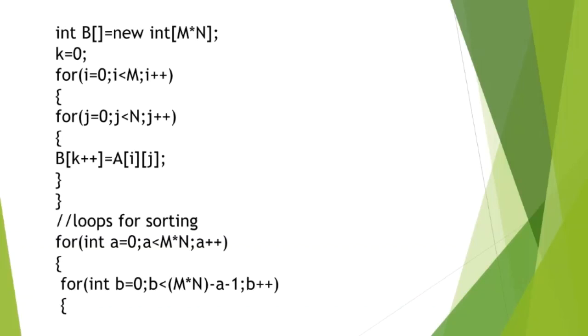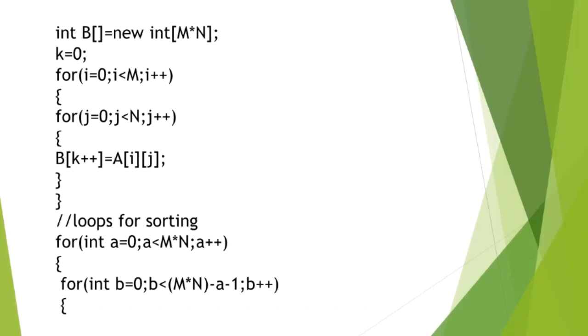And after that, we are using the for loop. For i equals to 0, i is less than m, i plus plus. For j equals to 0, j is less than n, j plus plus. B of k equals to a[i][j]. And within this loop, we are also incrementing the value of k. B of k plus plus equals to a[i][j]. That means all elements of the matrix are being initialized into the single dimensional array, because it is easy to sort the single dimensional array.